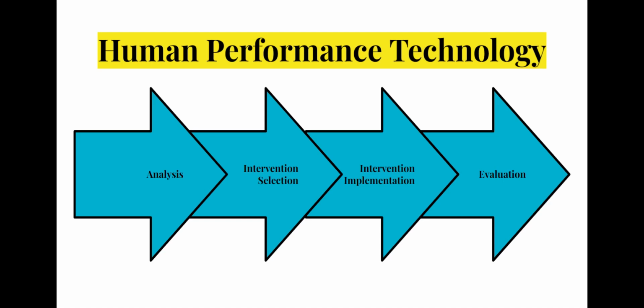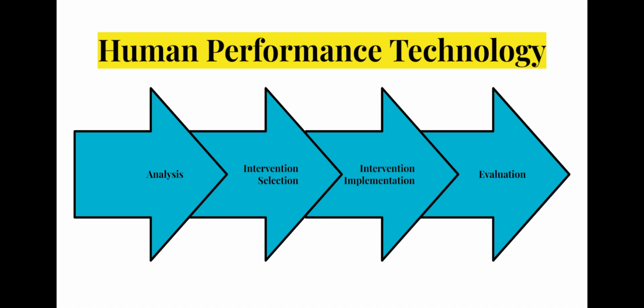This visual can be used to see those steps in the process. The process proceeds in order from analysis through intervention selection to intervention implementation before finally going through evaluation. The process is, in practice, cyclical. This means that when the end of the process is reached, it can actually be repeated in order to further improve the end result indefinitely.